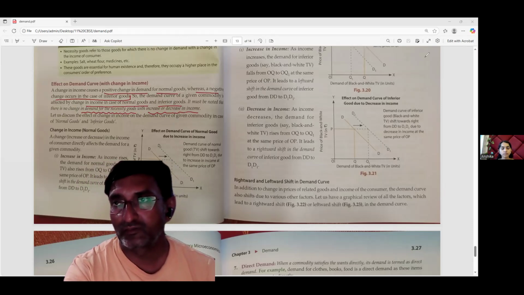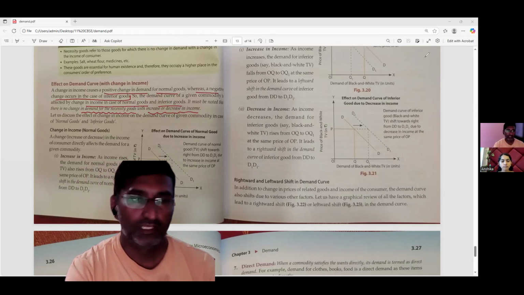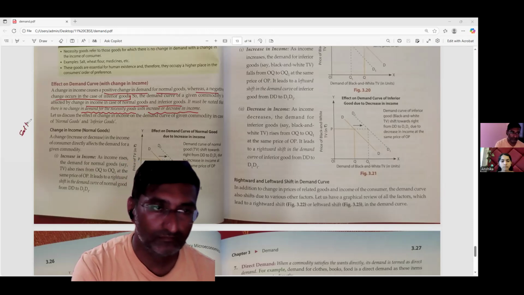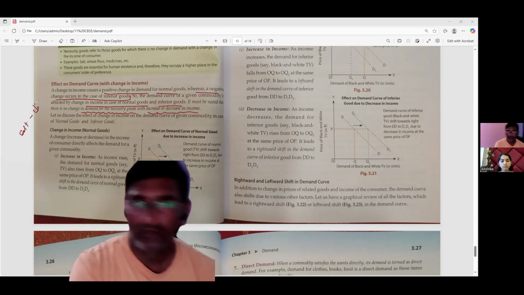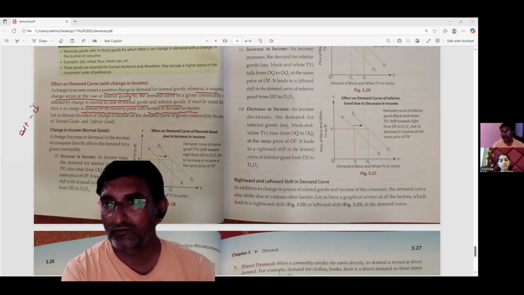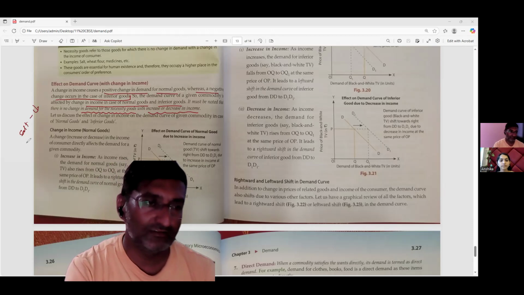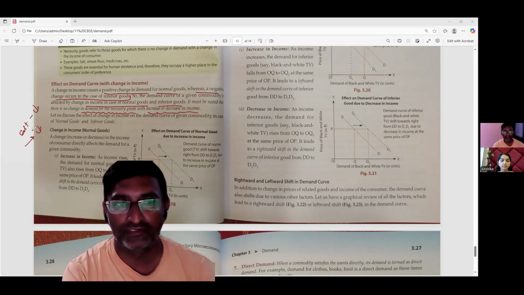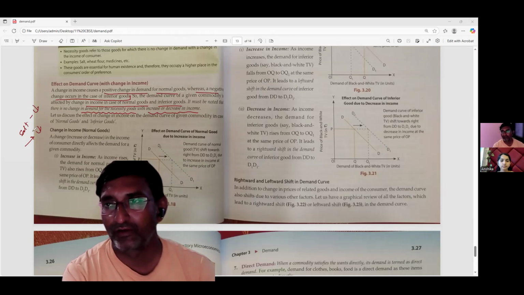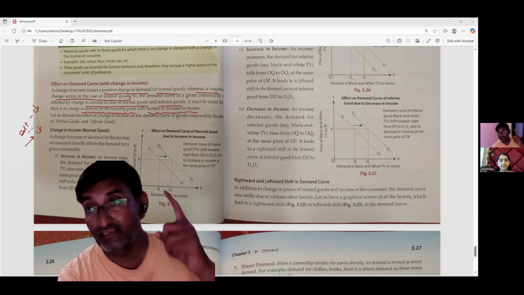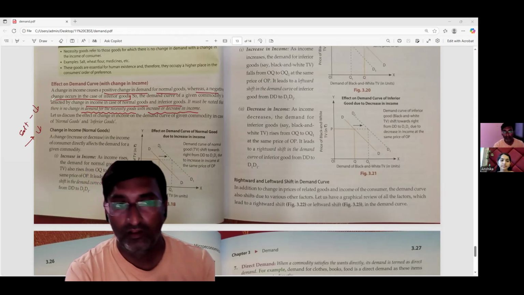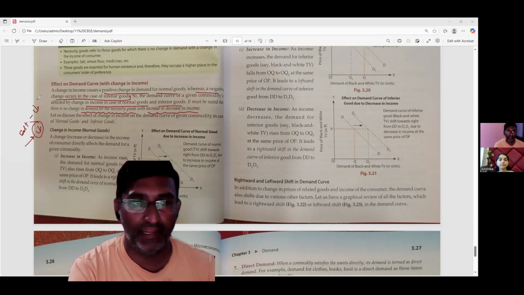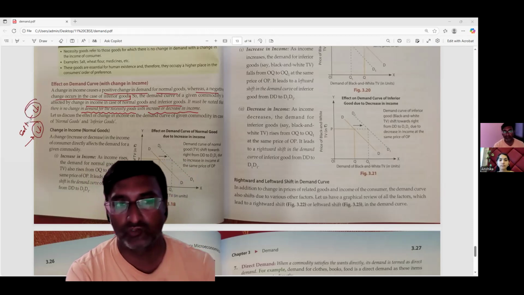Is it possible? Suppose salt prices fall down. So is it possible to eat more and more salt every day? No. Or if food oil prices fall down again, is it possible to consume oil instead of water? Not possible. So this kind of thing will not be affected in the case of these necessity goods.